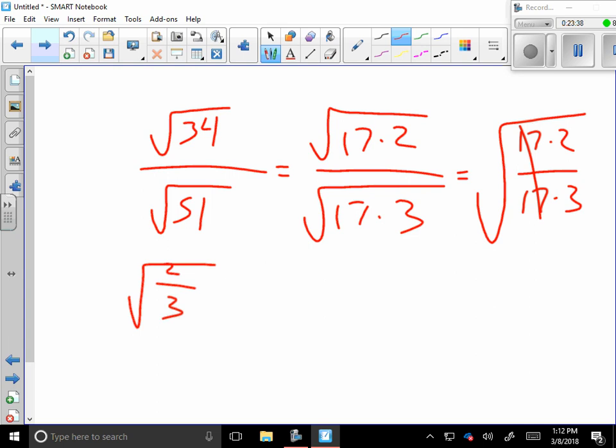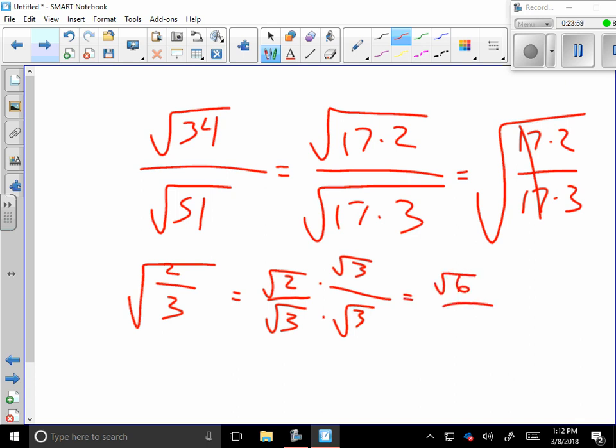But we can't have a radical in the denominator. So to rationalize the denominator, we got to multiply by 1 in the form of square root of 3 over square root of 3. Which gives me square root of 6 over square root of 3 times square root of 3, which is square root of 3 squared, or just plain old 3. We can't leave it like that. This is correct, but it's not properly complete or simplified.